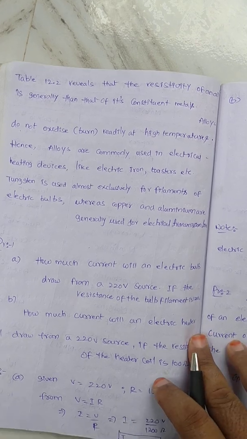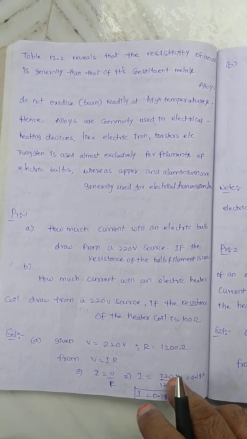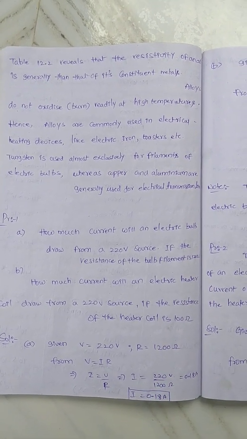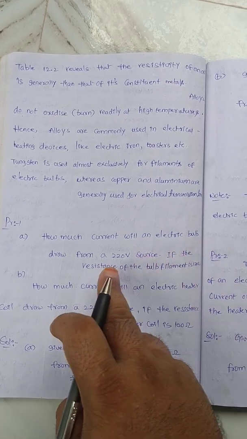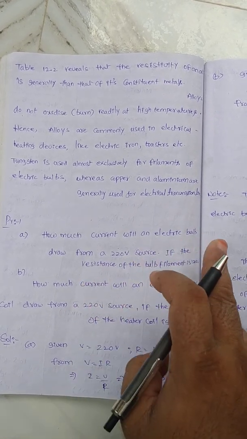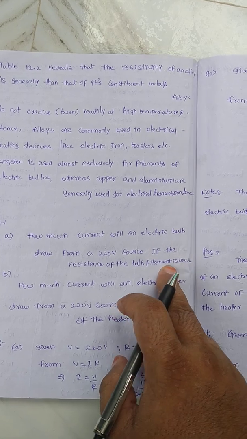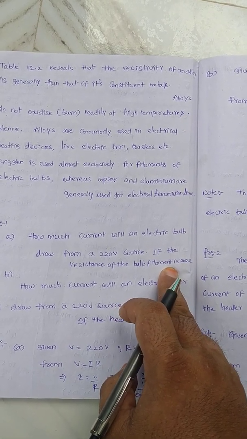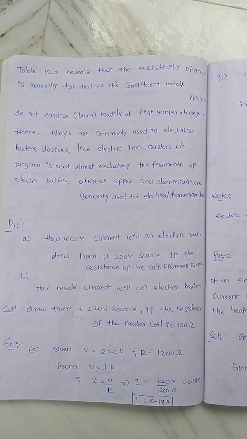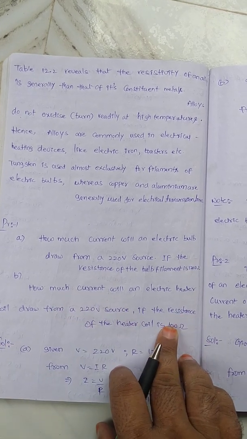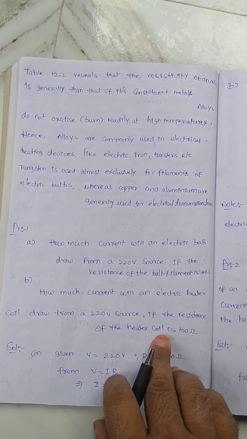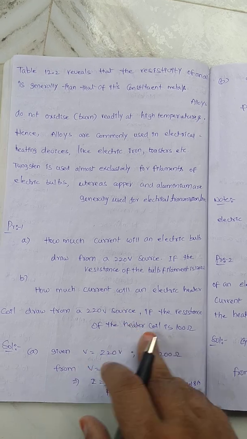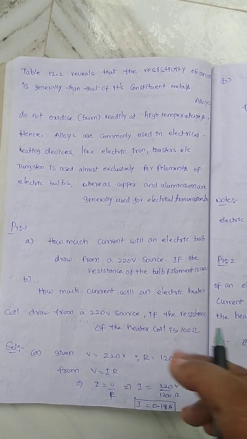Yes. See, dear students, I will discuss some problems related to NCERT. The first problem is: how much current will an electrical bulb draw from a 220 volt source if the resistance of the bulb filament is 1200 ohm? The second question is: how much current will an electrical heater coil draw from a 220 volt source if the resistance of the heater coil is 100 ohm?